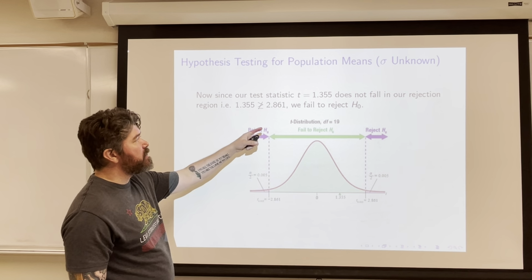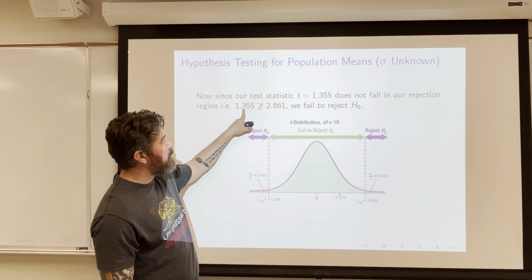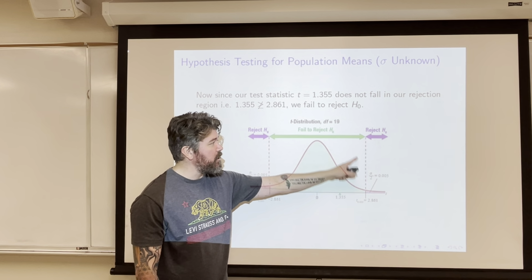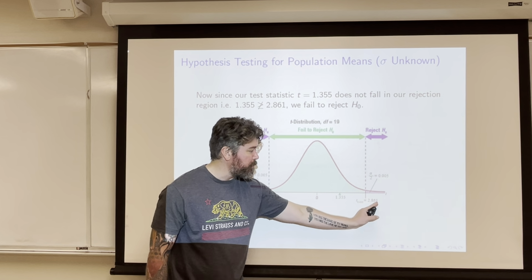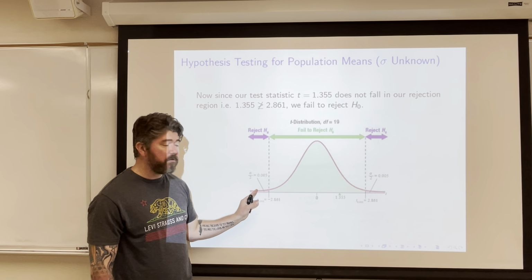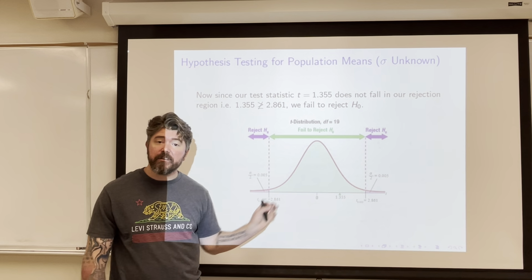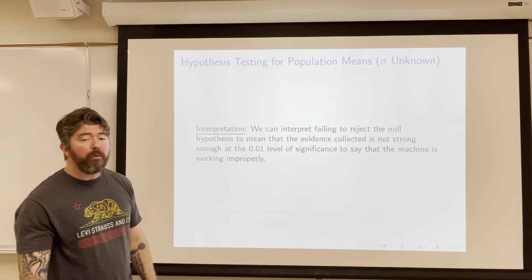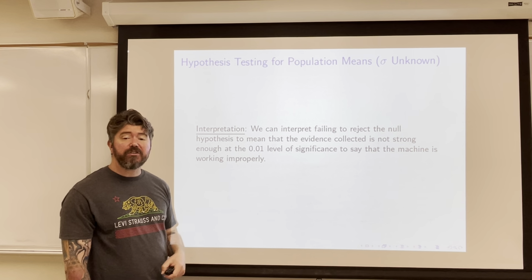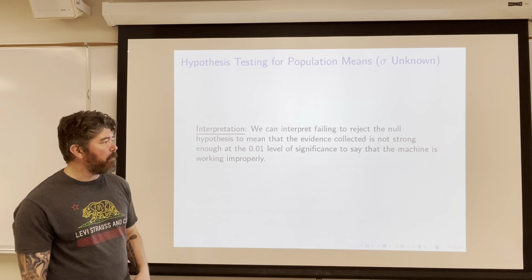Now, since our test statistic in step 2 was 1.355, we see that 1.355 is not bigger than 2.861. So again, we failed to reject, and we can see the picture here. We have our boundary value of 2.861, our boundary value of negative 2.861 because it's a two-tailed test. And notice that 1.355 is not in either of the shaded regions. We can interpret failing to reject the null hypothesis to mean that the evidence collected is not strong enough at the 0.01 level of significance to say that the machine is working improperly.